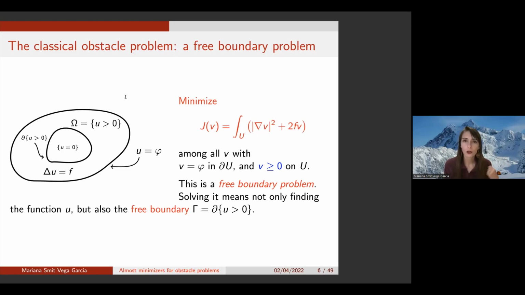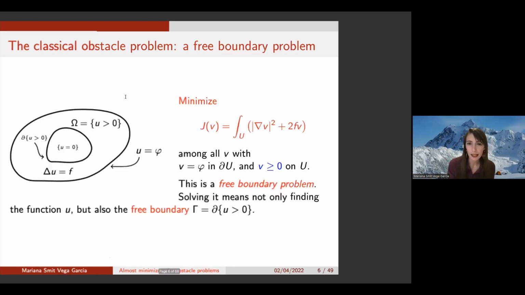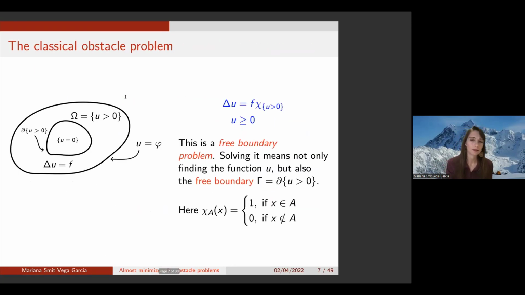So which are greater or equal to 0 in the whole region U. This is a free boundary problem, which means that to solve this problem, we have to find not only the function u, a minimizer, but also what is the free boundary, which is the boundary of the region where the function is strictly greater than 0. And the reason why we're so interested in this is if you look at the previous example, that's the region in which things change. We went from being harmonic to coinciding with the obstacle. So we're very interested in understanding that boundary, the free boundary.